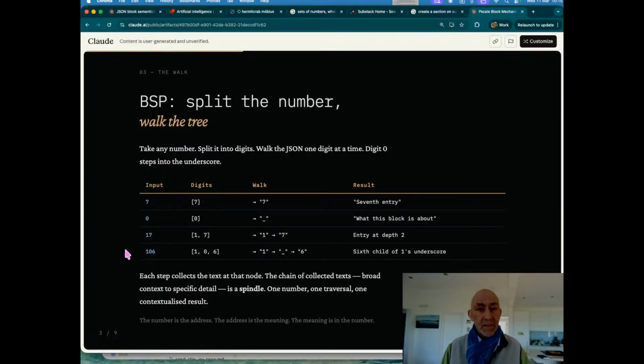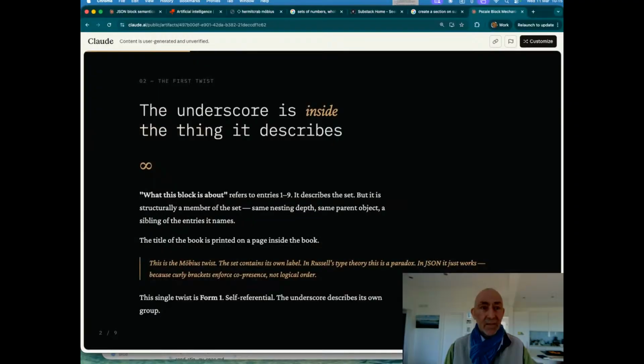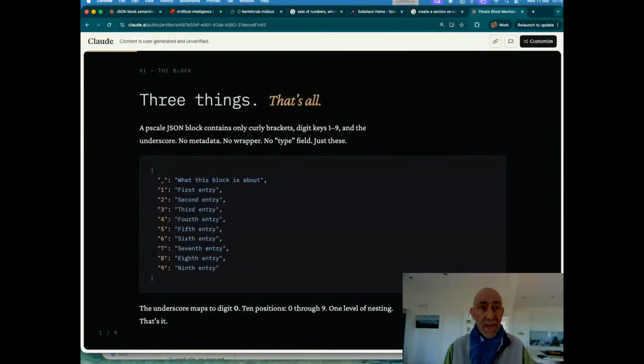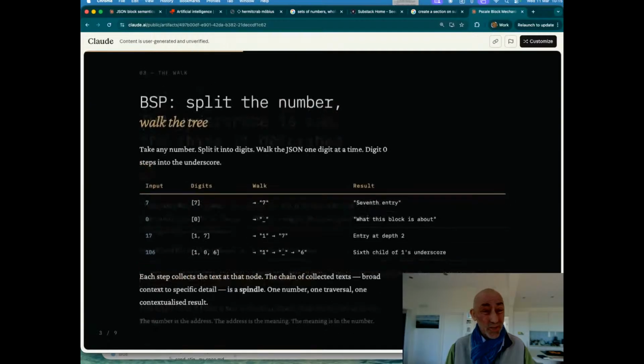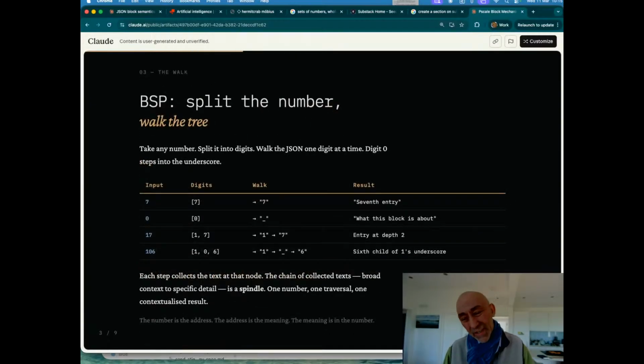Okay, each step collects the digit, the text at that node. The chain of collected text, broad context to specific detail, is a spindle. 1 number, 1 traversal, 1 contextualized result. I think there's a massive jump between that. This is nice, and I think it should go to 2 of them, and the relationship of how you connect them.